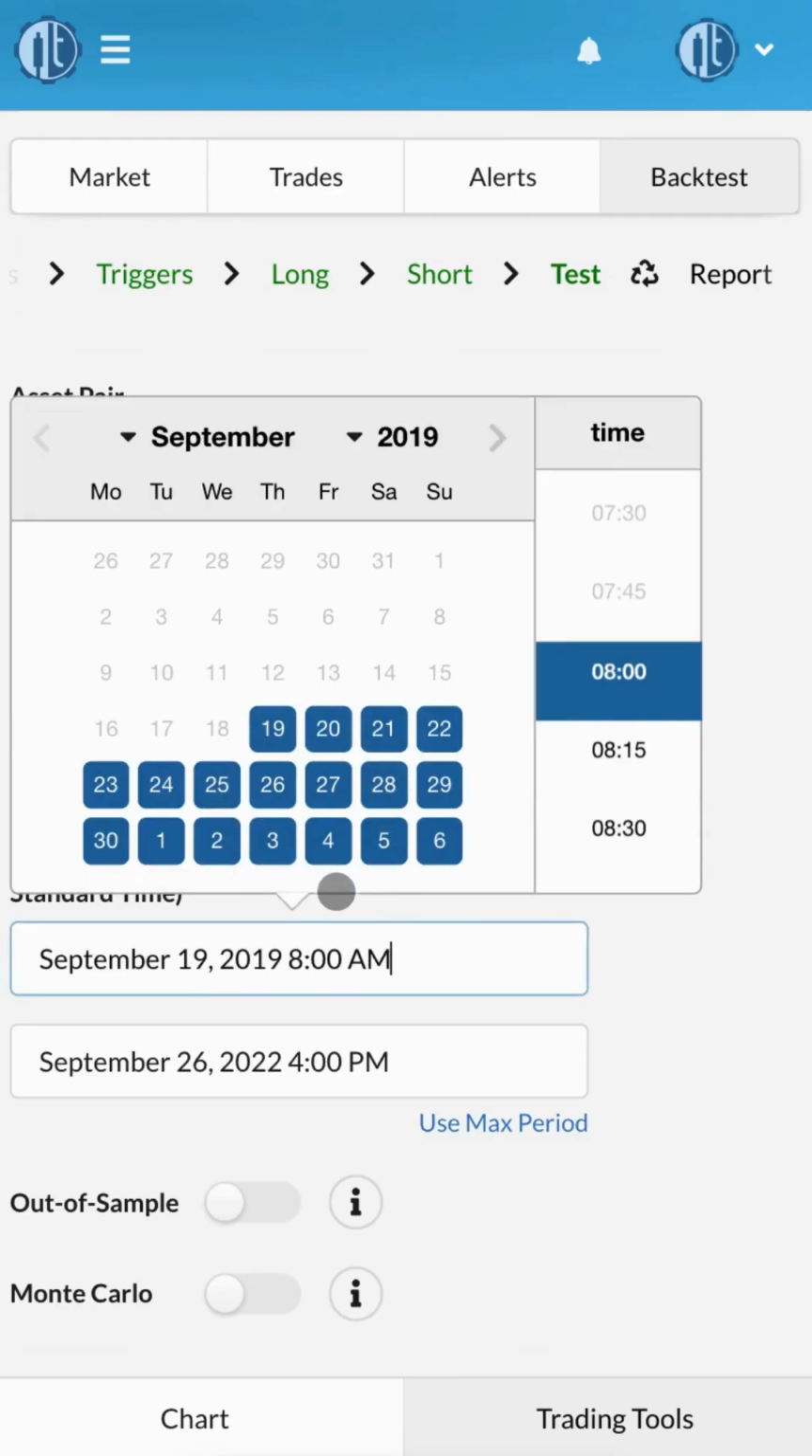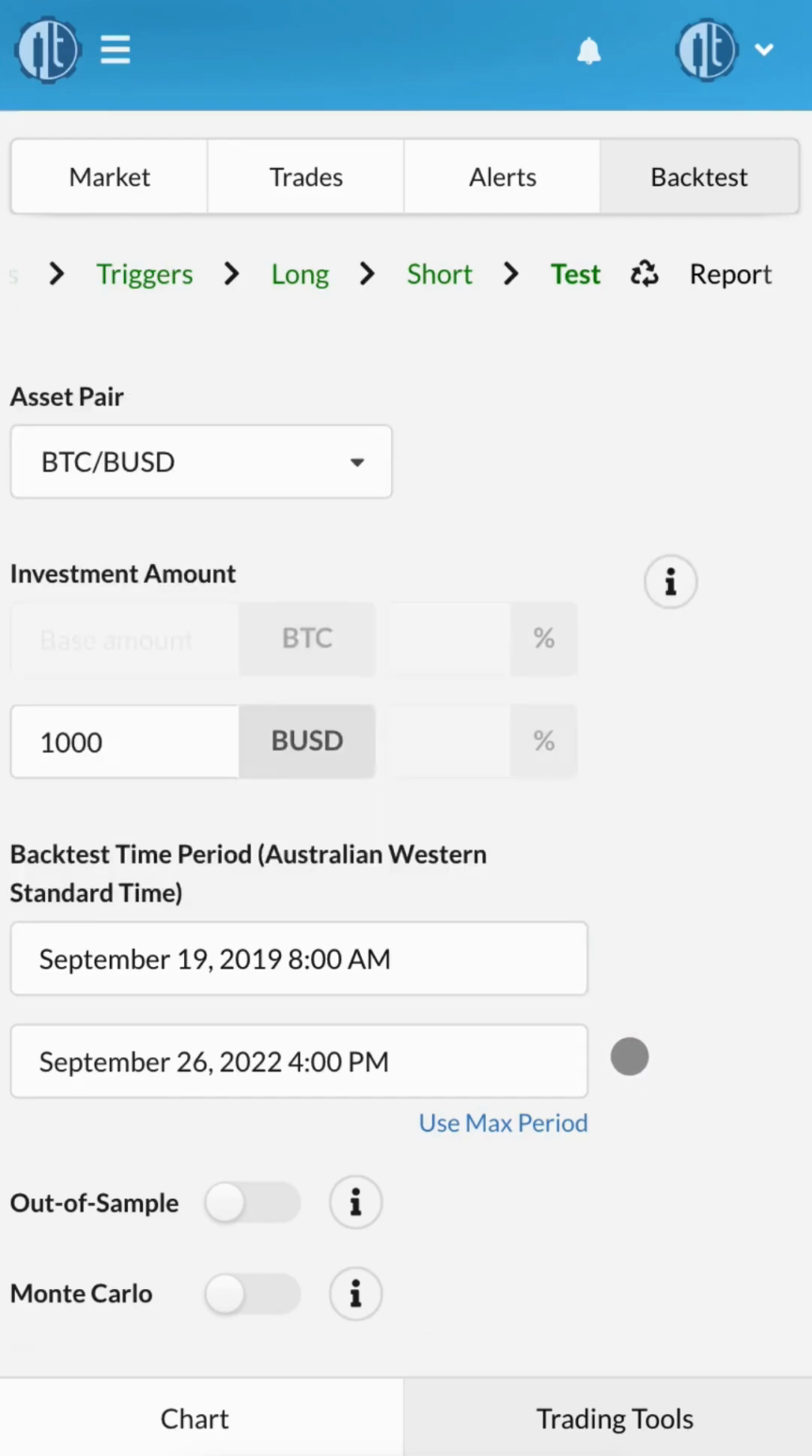When creating a new version, keeping the dates consistent throughout the tests will make it easier to compare the versions. You may also find custom periods useful by running the system through different market conditions. For example, you may want to see how the system performs during a bear market.